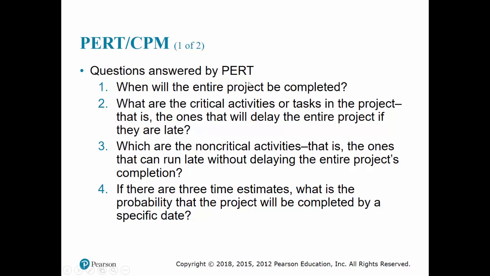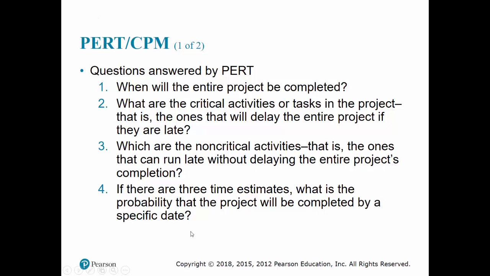So the questions answered by PERT: when will the entire project be completed? What are the critical activities or the critical path in the project? Those critical activities, if they are delayed, the project will get delayed. What are the non-critical activities and how much slack is there in those activities? These are the activities that can be delayed without delaying the entire project completion.